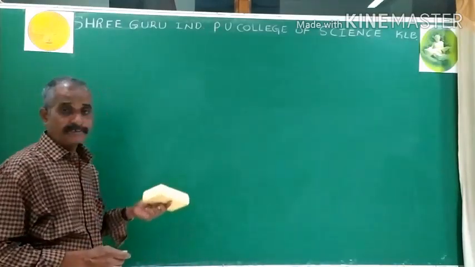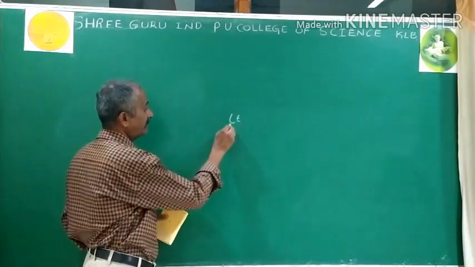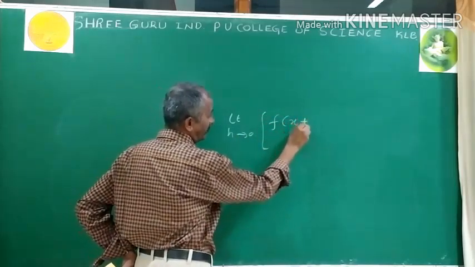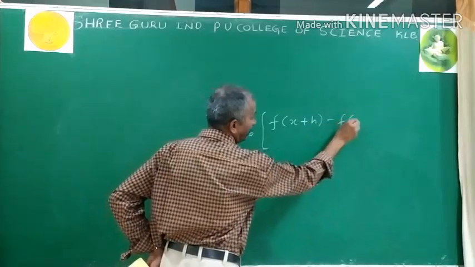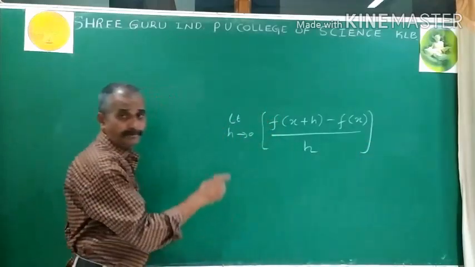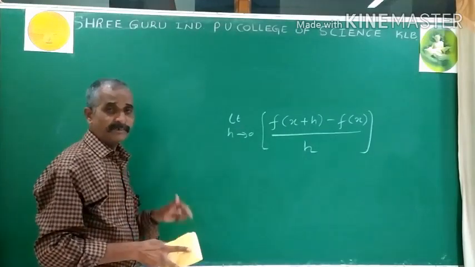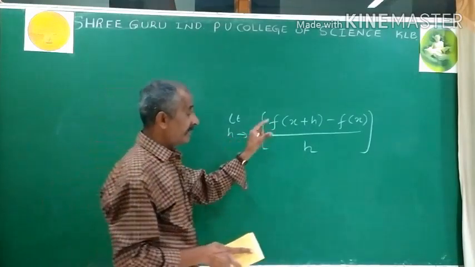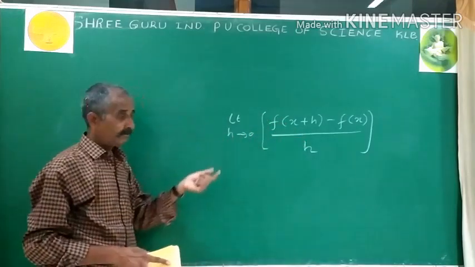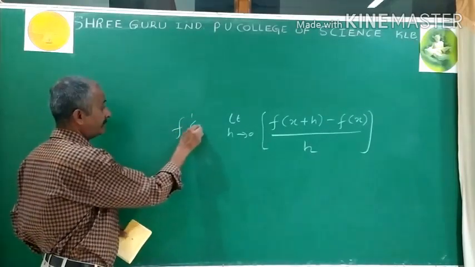So let's recall yesterday's derivative, which is defined like this: limit h tending to 0, f of x plus h minus f of x, whole divided by h, and the condition is that this limit value must exist. Whatever steps we take are not considered. However, if the limit exists, then that limit is called the derivative of the function y equal to f of x, and it is denoted by the notation f dash of x.